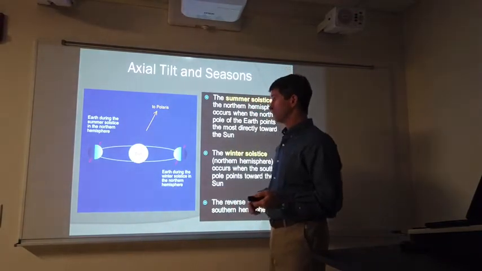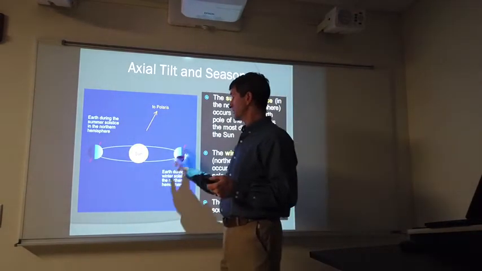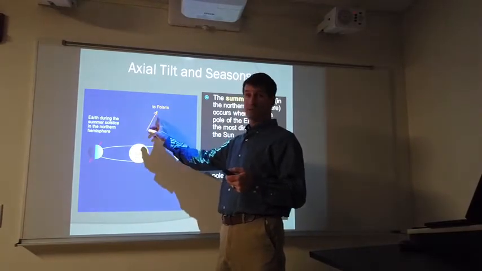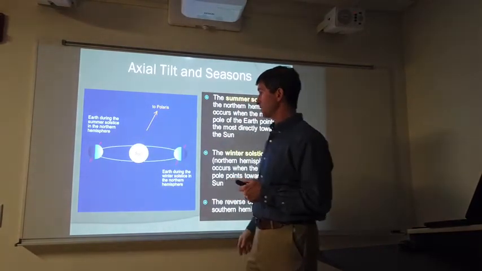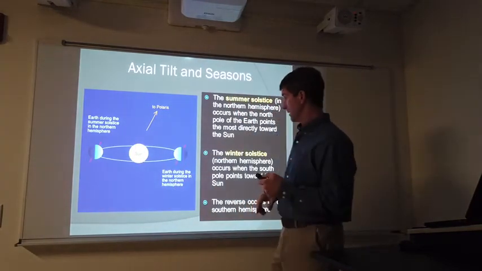Generally, it's warmer. But again, if we look at the axial tilt, the axis itself is pointing toward Polaris, and that's why the North Star, Polaris, never changes its position. No matter where we are in our orbit around the sun, that axis is pointing in that direction.